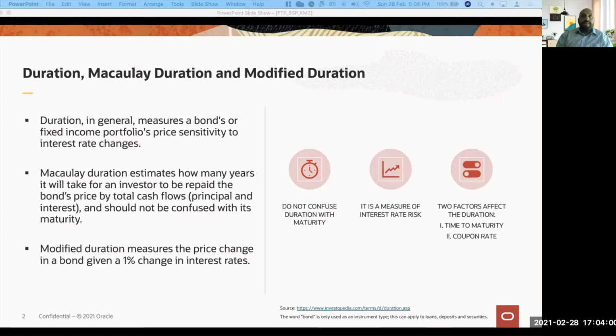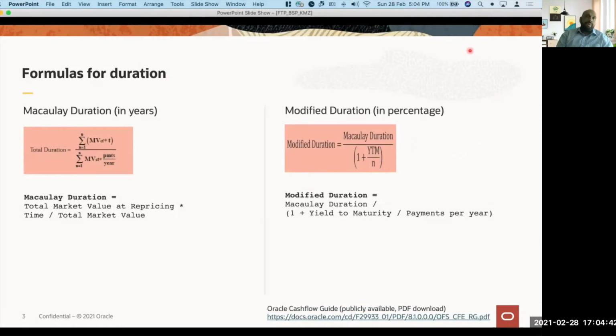I've listed two factors that affect the duration: the time to maturity and the coupon rate. The longer the time to maturity, the higher the duration, and the higher the coupon rate, the lower the duration. This is a quick look at the formulas. For those who are mathematically inclined, this will help. And for others like me, we will take a more scenic route as to how this calculation is done.